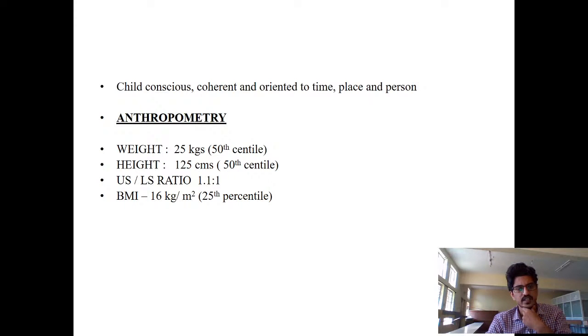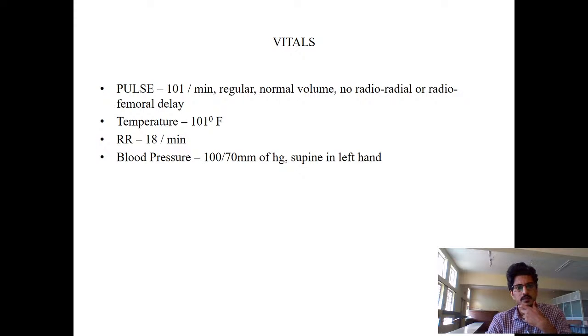That is 50th centile weight and height, and BMI is 16 kg per meter square, a little bit underweight. BMI is 16, a little bit low, but weight and height are in the 50th centile, normal. Upper segment lower segment ratio is 1.1:1. Coming to vitals, pulse is 101 per minute, regular, normal volume, no radio-radial or radiofemoral delay. Temperature is 101 degrees Fahrenheit, respiratory rate is 18 per minute, and blood pressure is 100 by 70 mm of Hg in the left arm, supine.